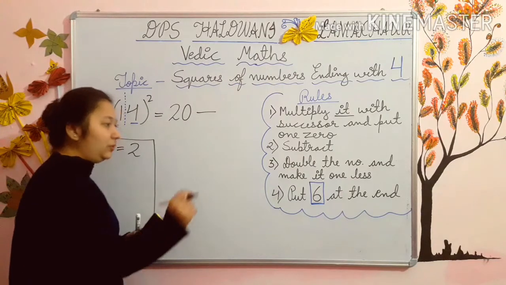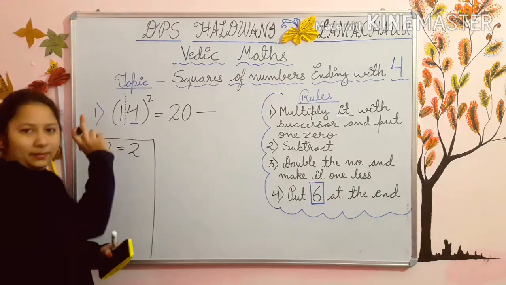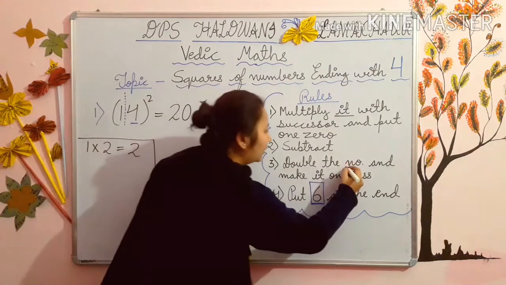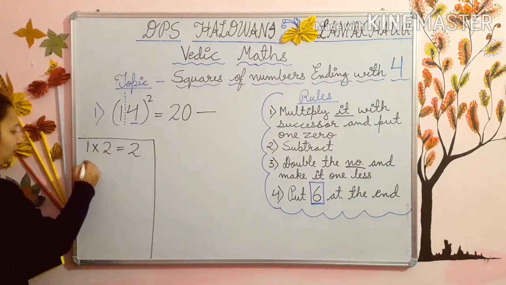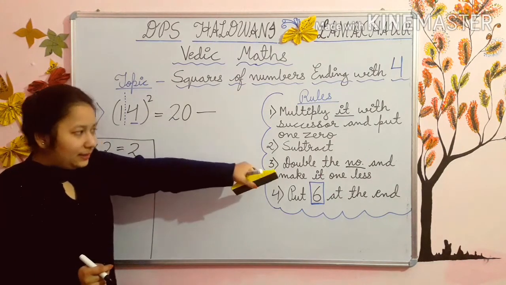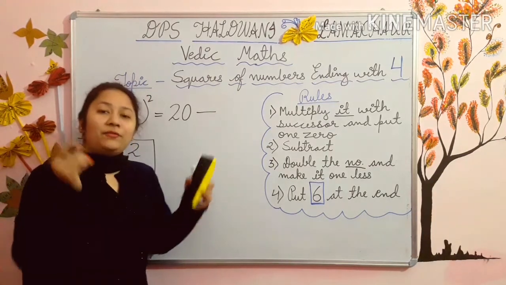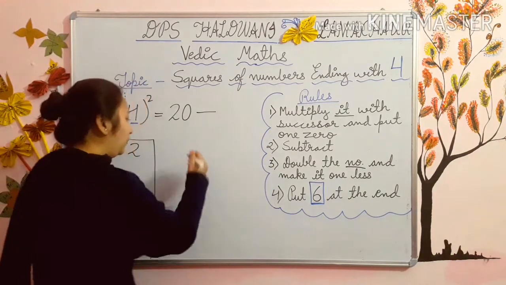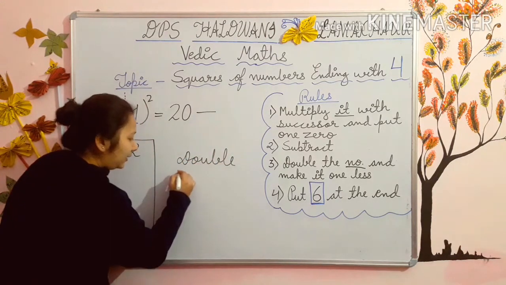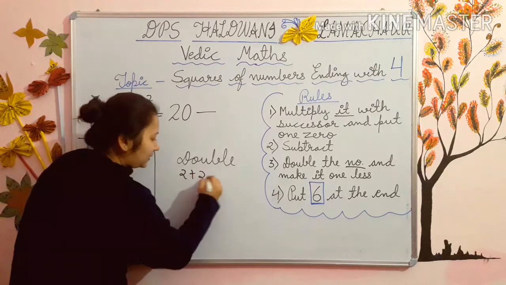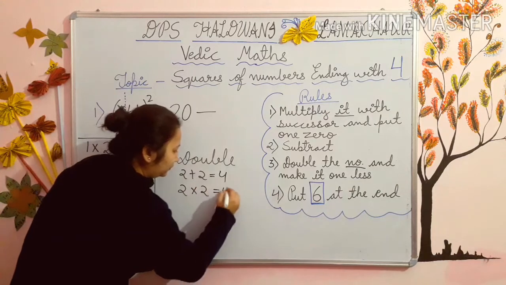Now as I've told you, all the calculations will go with the pending number only. So double the number. Now here, what is the number? 1. Now the rule is saying that double the number. Double the number means, I have told you in my last video also, if you want to double any number, either add it 2 times or multiply it with 2.